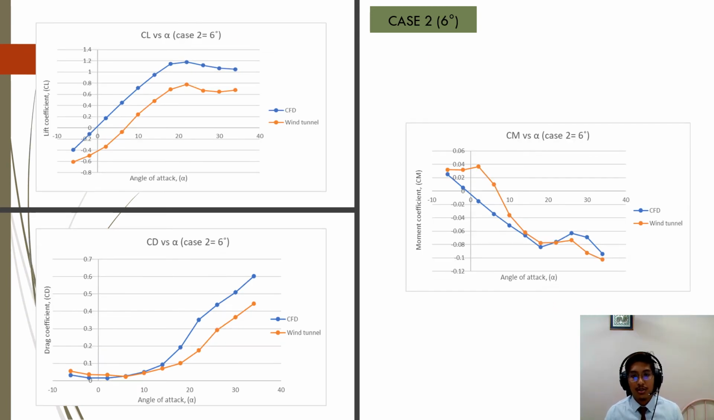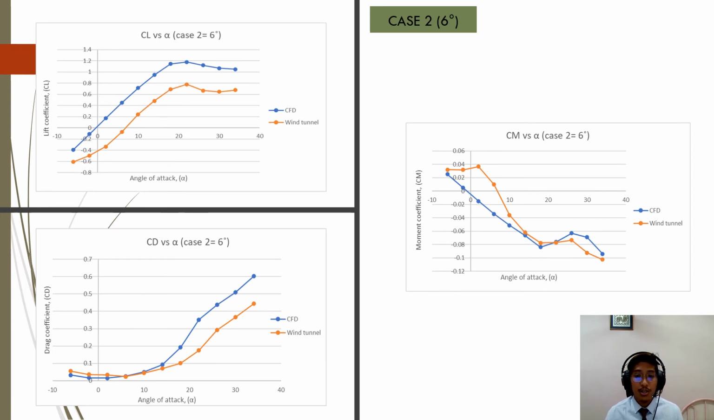Okay, next one, we go for the case 2 comparison, which is for the 6 degrees of twist angle. As we can see, both the lift coefficient and drag coefficient show a similar pattern as case 1, where the wind tunnel had lower lift coefficient and drag coefficient compared to the CFD value.